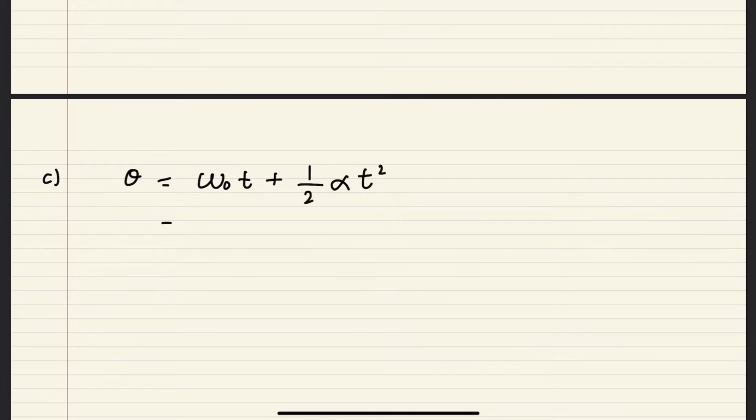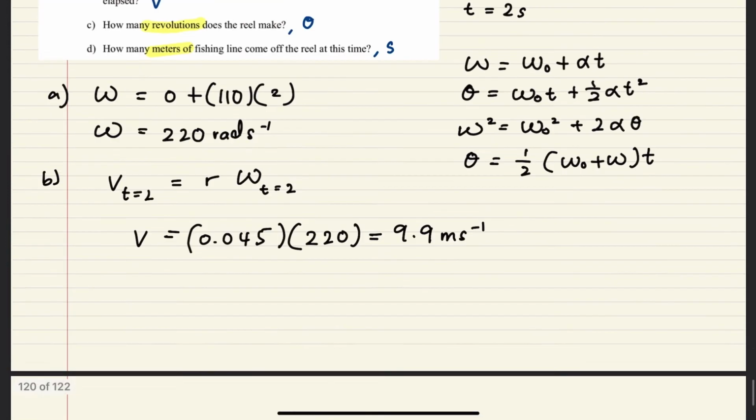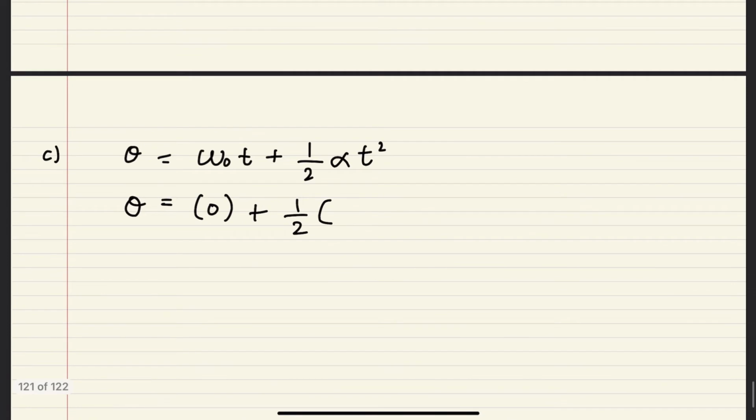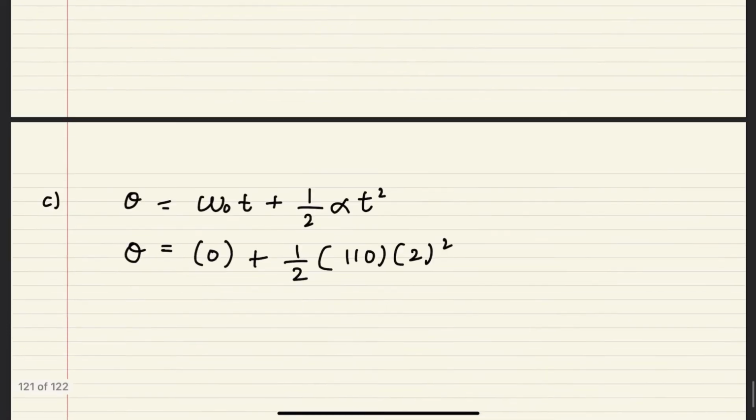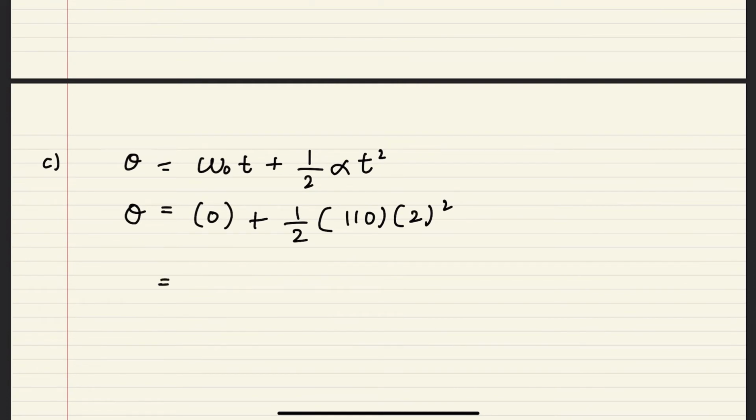So theta, omega naught is 0, so the whole term there becomes 0. Alpha is equal to 110, t squared is 2 squared. If I'm not mistaken, it would be 220, but let me double check. Yes, it's 220 radian.